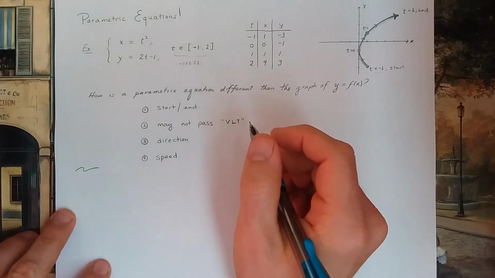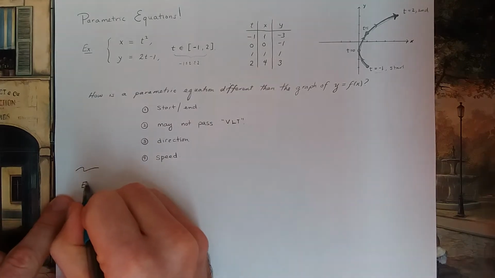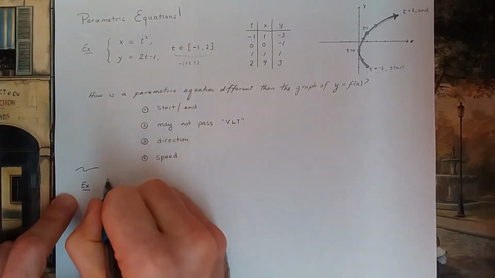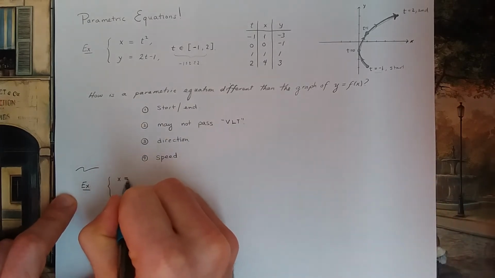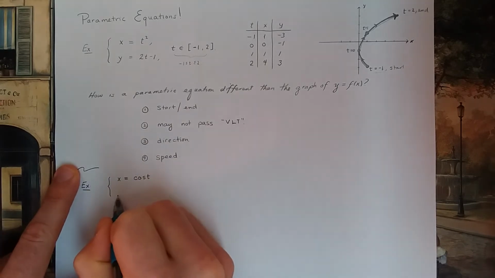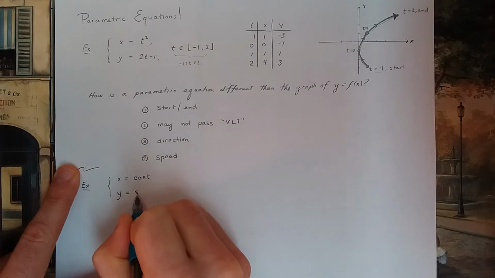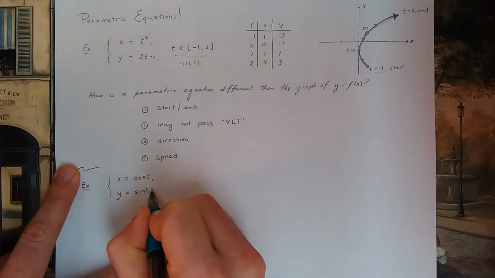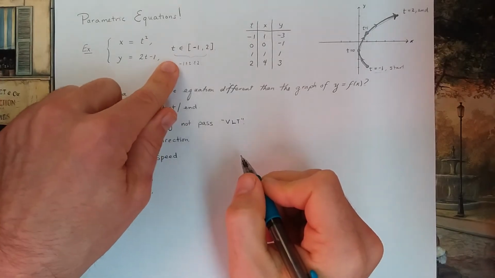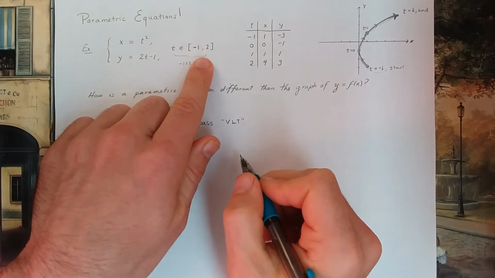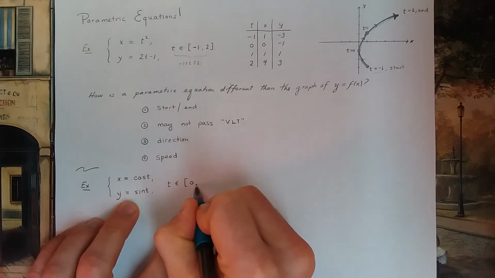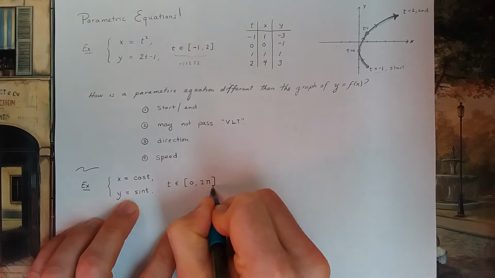So I'd like to do another example to finish this video. This is a simple but very important example. Let's do x is equal to cosine t. Let's do y equals sine t. And no parametric equation is complete unless I tell you the range of acceptable values of t. So I'm going to say t is any number in between 0 and 2 pi.